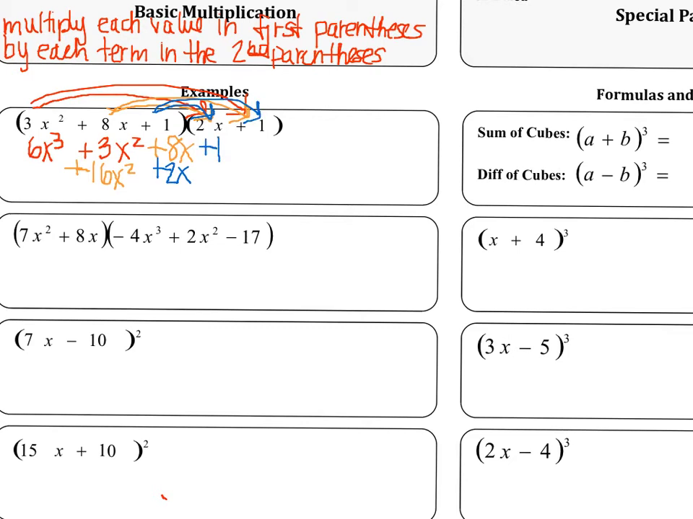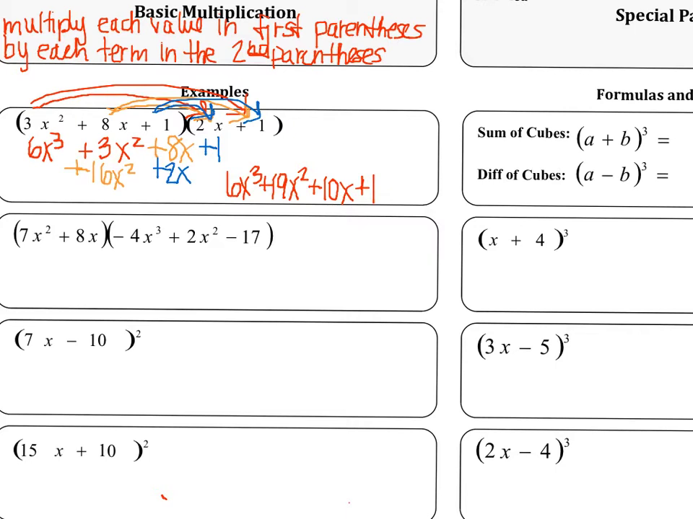So now I've got all my like terms lined up. It's really easy to combine them. I've got 6x to the third with no like term. I've got 3x squared and 16x squared, so that's plus 19x squared. I've got 8x plus 2x, so that's plus 10x. And then I've got my plus 1 at the end. So I've got 6x to the third plus 19x squared plus 10x plus 1.